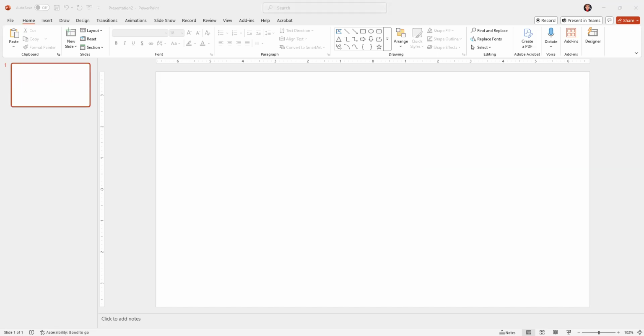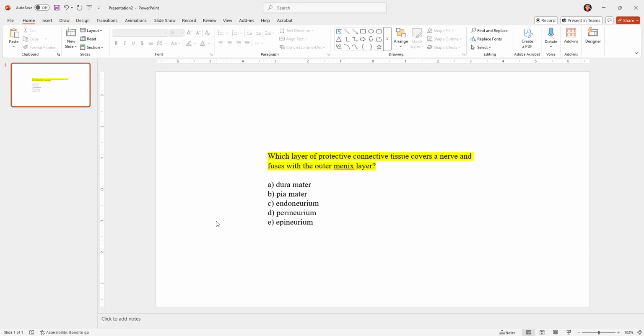Make sure you can label that figure of a nerve: your axon, endoneurium, perineurium, epineurium, and all that stuff.